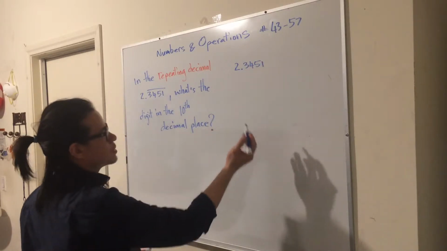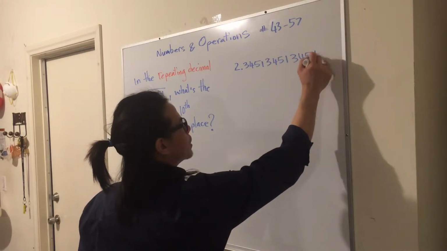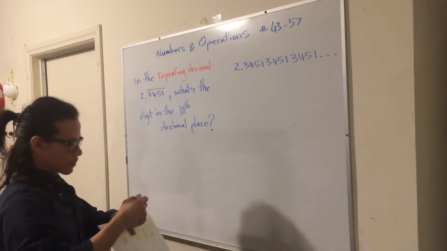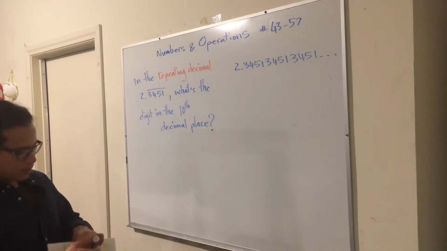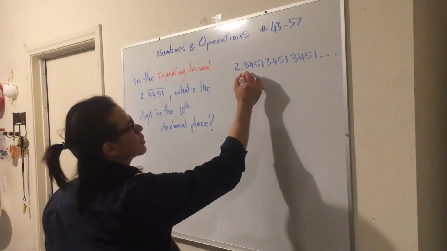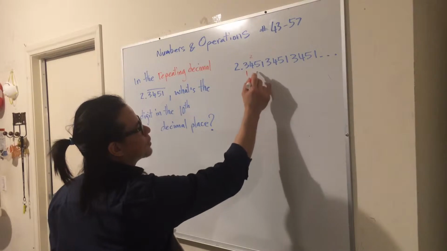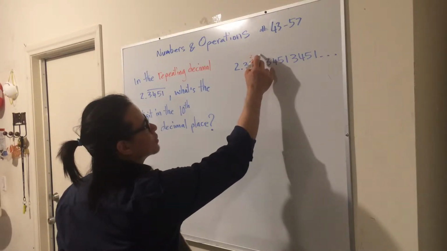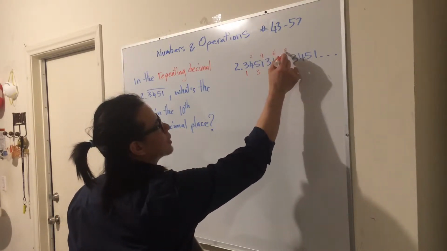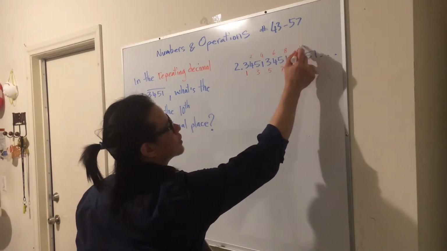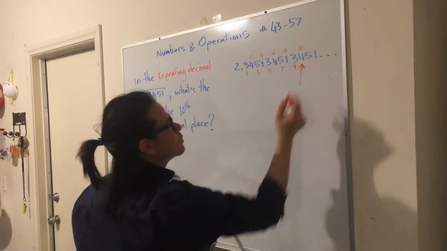2.3451, it repeats itself. So 3451 and 3451 and on and on and on. Okay, the question asks us to find the digit in the 10th decimal place. So what we can do is count. The first decimal place is a 3, the second one is a 4, the third decimal place is a 5. Okay, well, you get the idea. Just gonna keep on counting. 7, 8, 9, 10. This is where I can stop because I've identified the 10th decimal place.